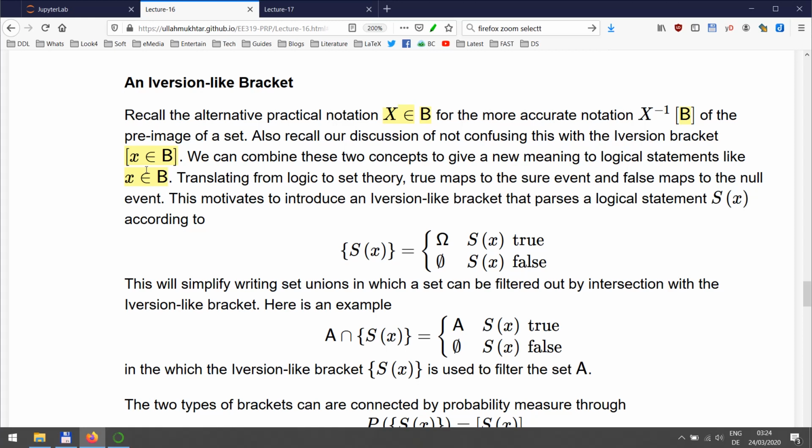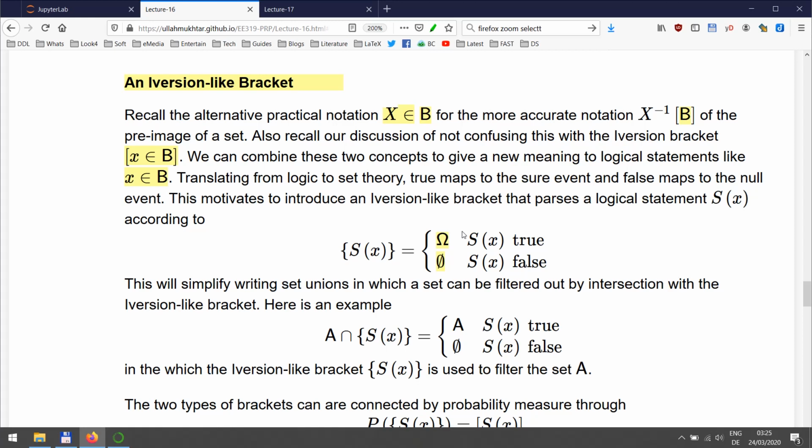So let's connect these two different ideas into something very new. And that is what I mean by this Iverson-like bracket. So say I take this logical statement from the Iverson bracket, and I want to do something with it so that it returns me a set, not a number, either 1 or 0, but I want a set which is either the sure event, the full sample space, or the null event.